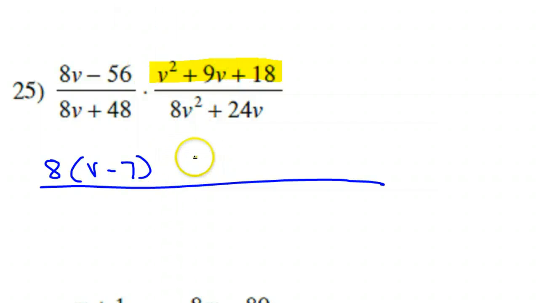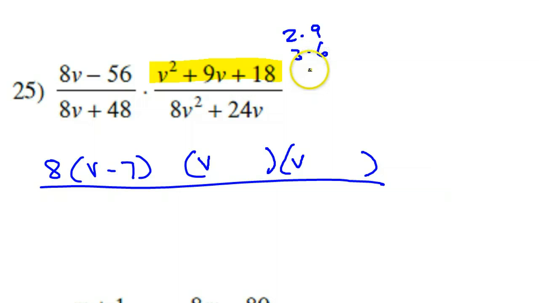Okay, so looking at that, I'm thinking binomial times a binomial. V squared is V times V. 18 is either going to be 2 times 9 or 3 times 6. Now I like that one because I'm looking at the middle of 9, and I know I can get 3 plus 6 is 9, so let's go with that.